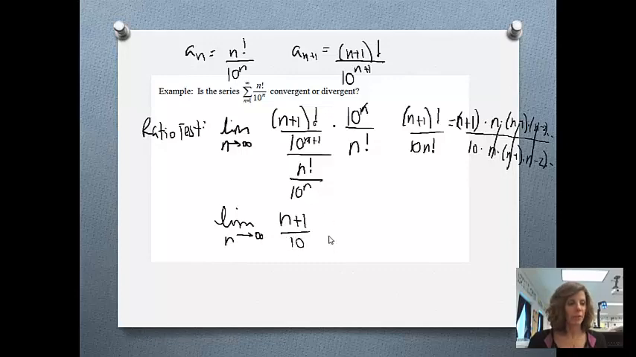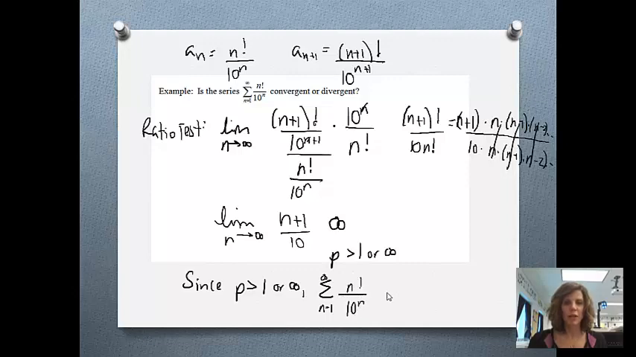And if I plug in infinity, I will get infinity. So since my p is greater than 1, or infinity, we know that this series is going to diverge. So I will say since p is greater than 1 or infinite, then we know the series n equals 1 to infinity of n factorial over 10 to the n will diverge. And there we go.